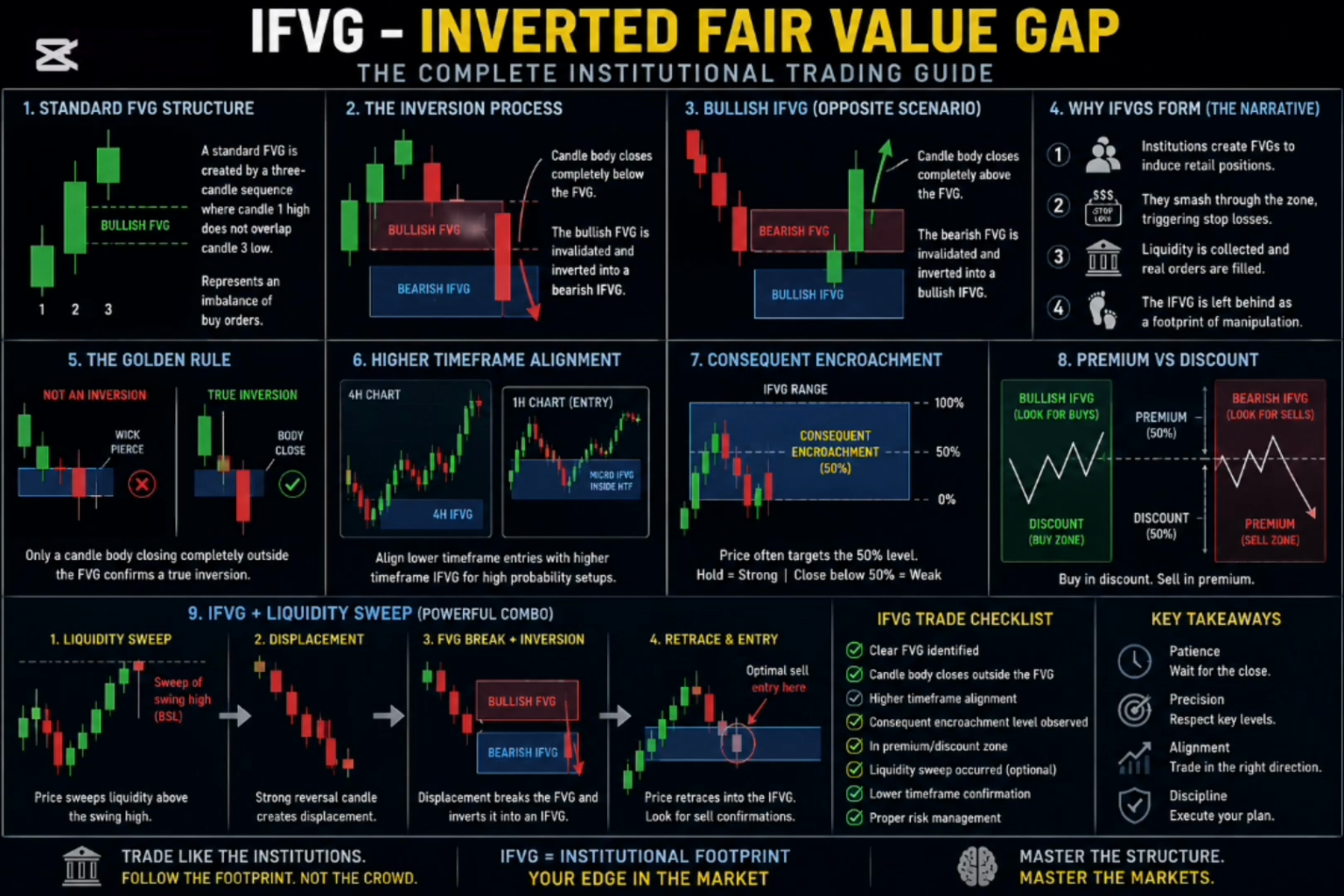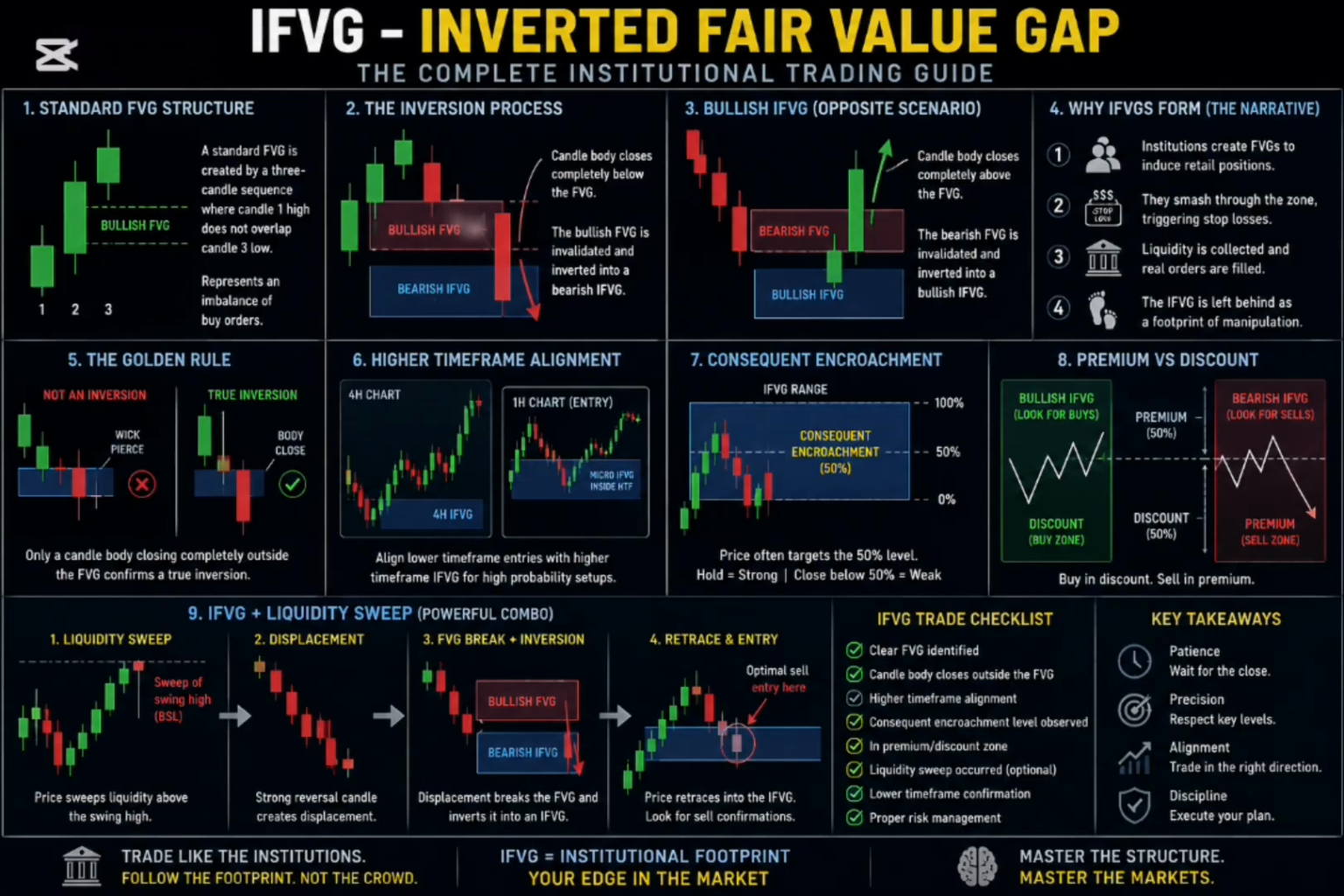Retail traders and standard SMC traders look at these gaps as reliable support or resistance. They wait for price to retrace into the gap to catch a continuation move. And while standard fair value gaps work beautifully in a trending market, they often fail completely when they fight the trend. Most traders panic, take a loss, and do not understand why.